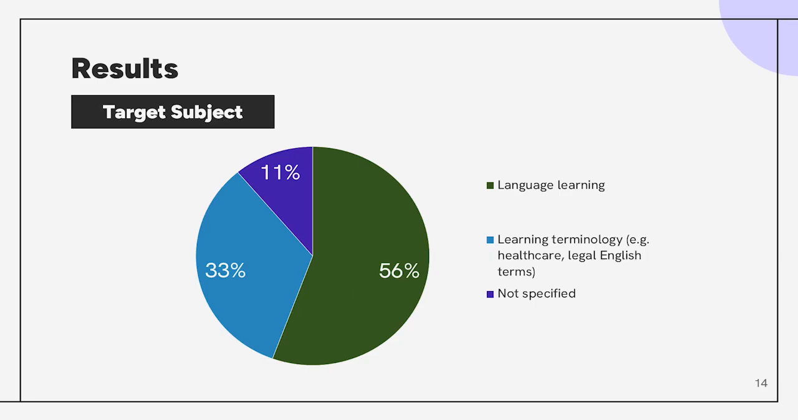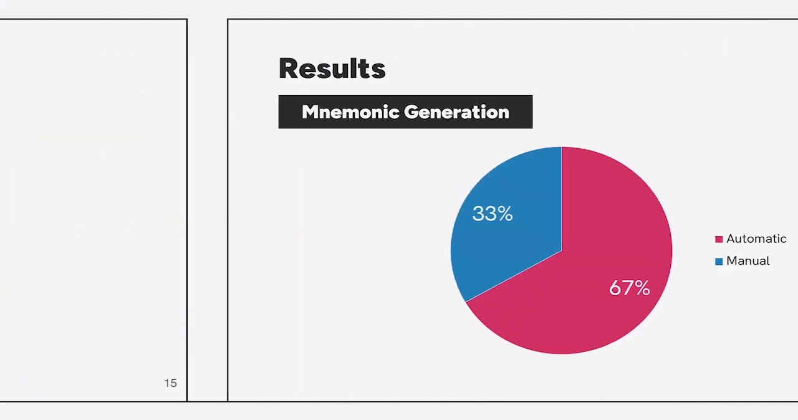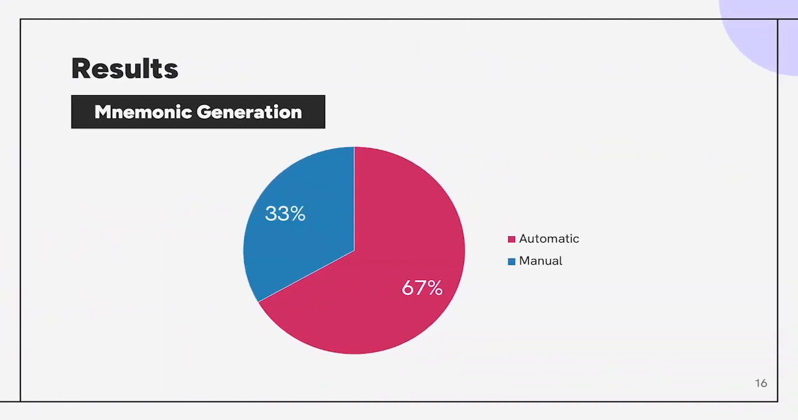Now I'll be discussing the results of our scoping review. Firstly, we looked at the target subject of these tools, majority of which were about language learning, followed by learning terminology. Then we looked at whether the tools were user evaluated. We found that only 44% of the tools were evaluated by users. Then we looked at mnemonic generation. We found that 67% of the tools automatically generated mnemonics, while 33% manually generated mnemonics.